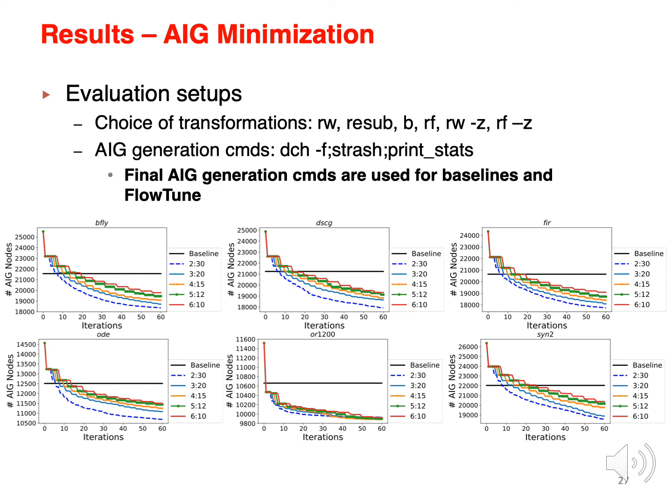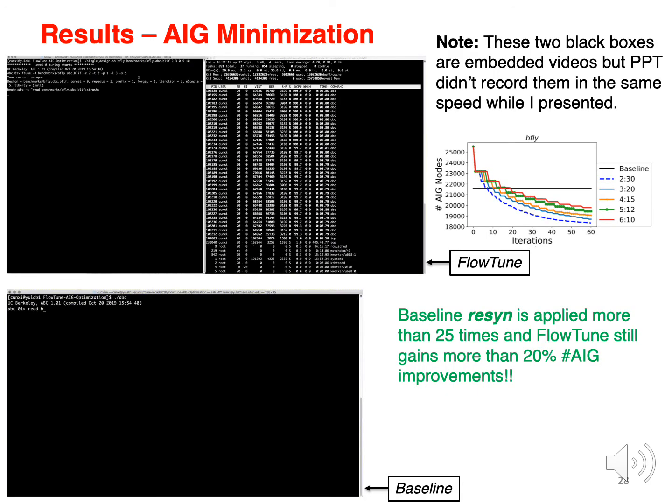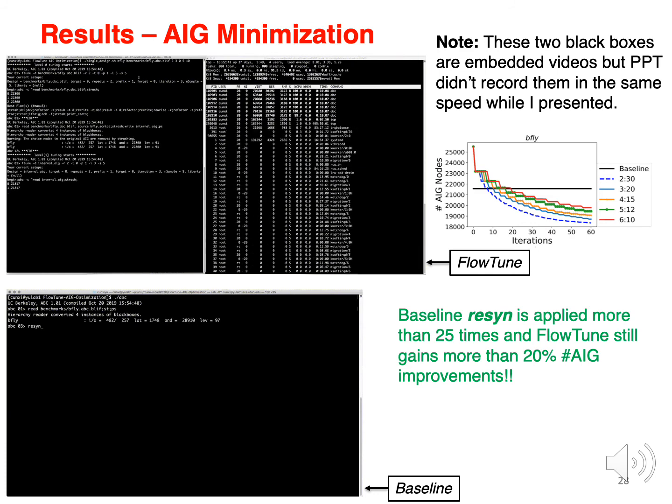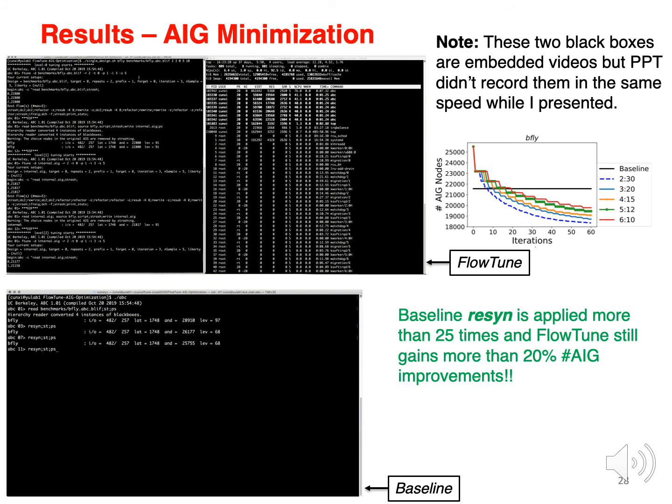Note that our baseline is not just running the default ABC script once. We actually apply the default script many times. Specifically, we apply resyn 25 times for all the designs. The results can be found in the paper, but I want to quickly show one example of FlowTune versus the default ABC script.